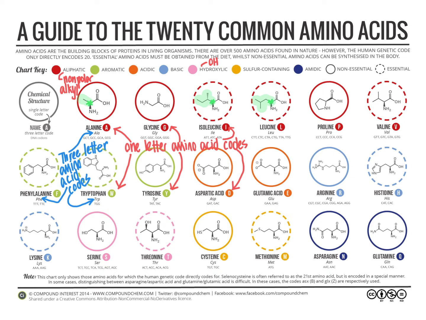Glycine is also categorized as aliphatic. Its alpha position is right here, and that is a molecule that has an R group that's just a hydrogen atom there, and so we consider that to be a relatively nonpolar group as well. And glycine is unique because it is the only achiral one of the 20 standard amino acids.